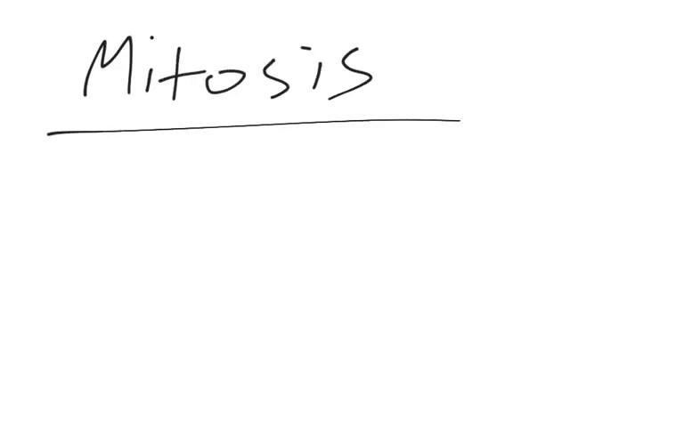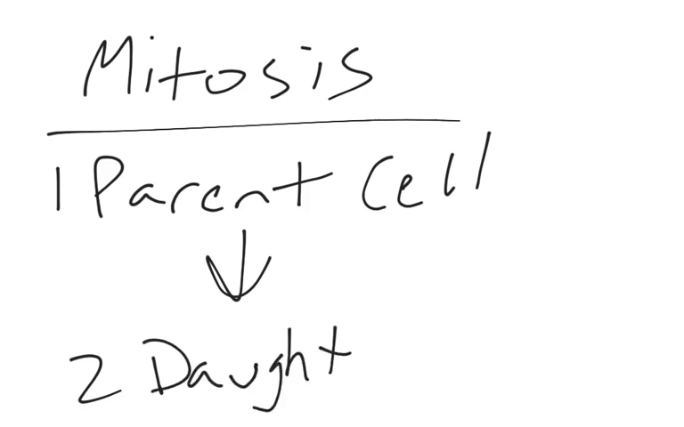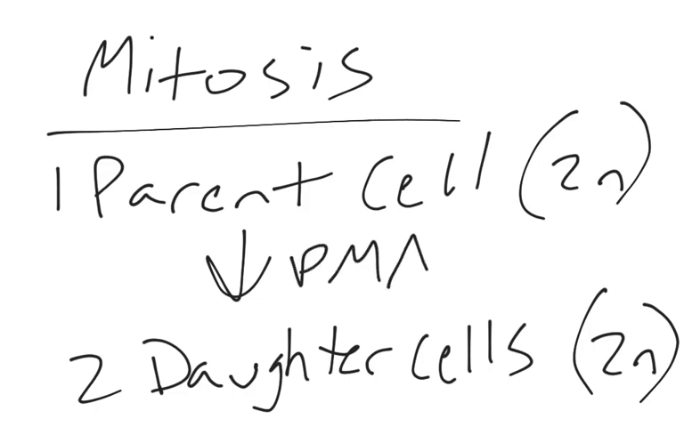Okay, so in summary, mitosis, cell division. You go from 1 parent cell to 2 daughter cells. Parent cell is 2N, daughter cells are 2N. The steps to get there, PMAT. Make sure you remember those. And then cytokinesis has to occur as well in order for you to get full division.